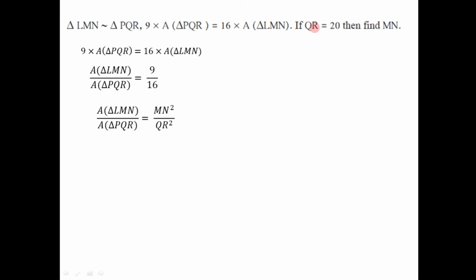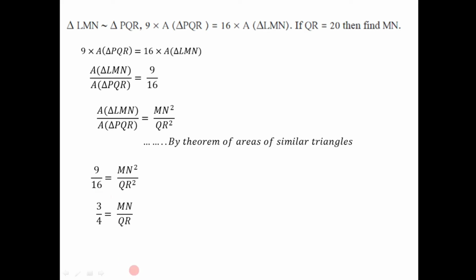In this question, we are given QR and we have to find MN. That's why we have taken this pair of corresponding sides. And this is by the theorem of areas of similar triangles. Now we only have to replace the values. Area of triangle LMN divided by area of triangle PQR is 9 by 16. We'll write on the left hand side 9 divided by 16 is equal to MN square divided by QR square. If we take square root on both the sides, we get square root of 9, that's 3, divided by square root of 16, which is 4, that is equal to MN divided by QR. So 3 by 4 is equal to MN divided by QR, that means MN divided by QR is equal to 3 by 4.